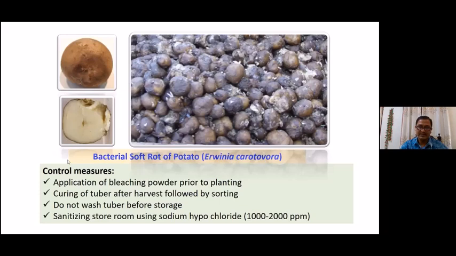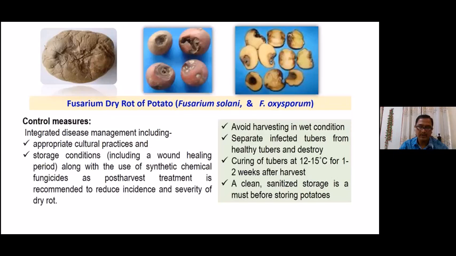Another storage disease is dry rot of potato. This is caused by Fusarium and Fusarium solani as well. The tuber is severely affected by this pathogen and becomes unsafe for consumption, and it is not possible to market it. So that should be controlled.